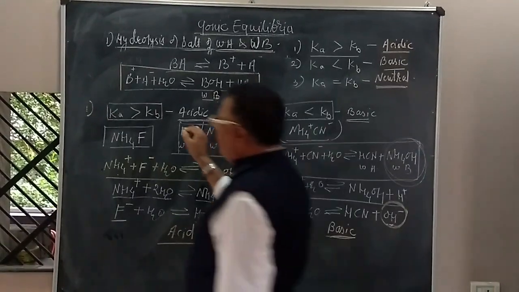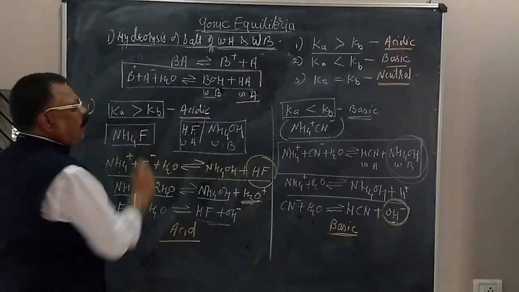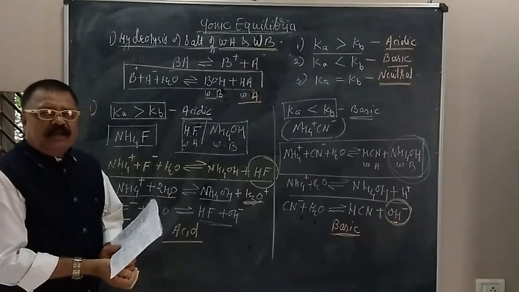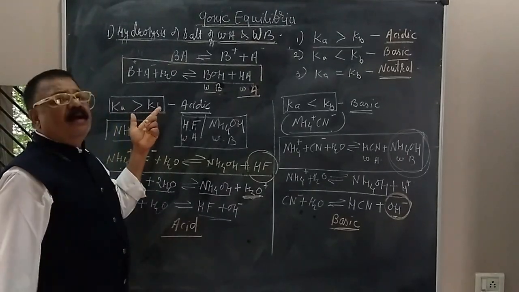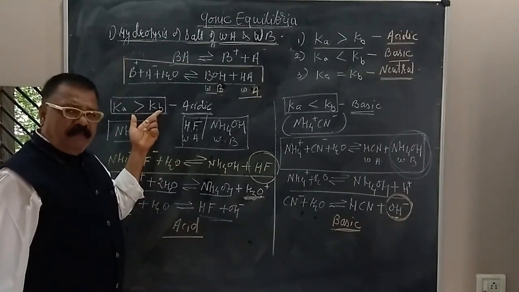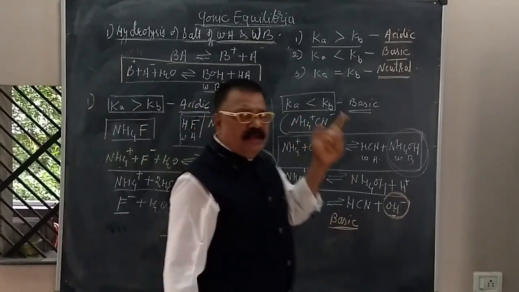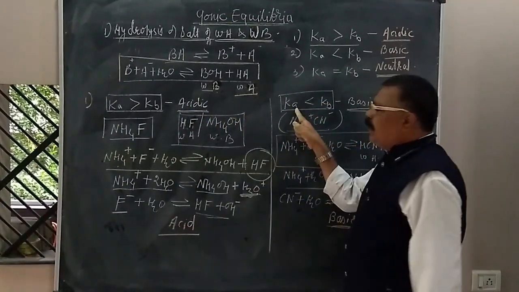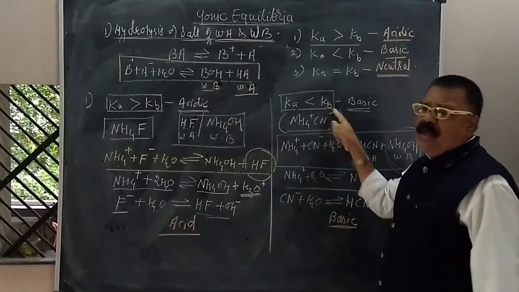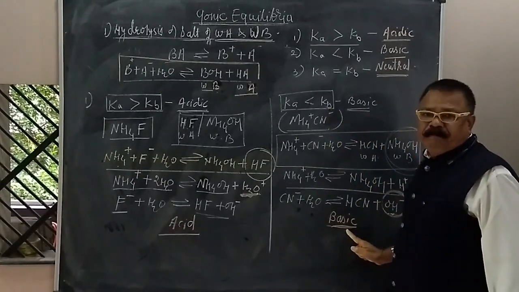पहली कंडीशन कौन से फॉलो करता है? Ka is greater than the Kb, where the dissociation constant for the acid will be greater than the dissociation constant of base. Here the another condition that we have taken, where the value of the Ka is less than the value of the Kb, therefore it is basic.